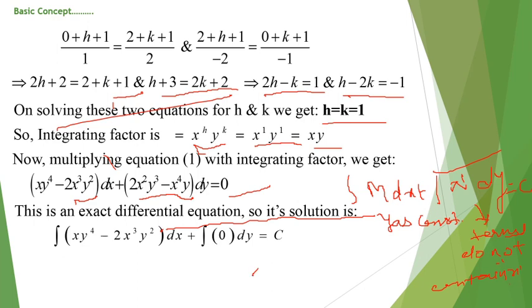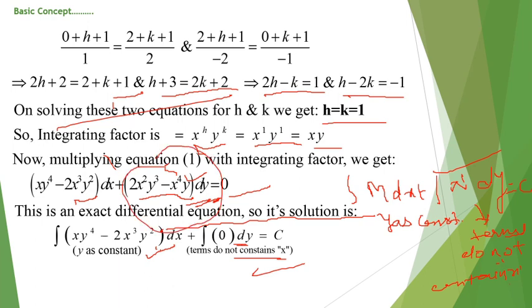Integral (xy^4 minus 2x^3y^2) dx plus integral 0 dy. See, in M we can write the entire expression keeping y as constant, but in this particular N we have to take terms which do not contain x, and in this function each term of N contains x, so no term exists without x here. So what do we have to write in place of this? We have to write 0.